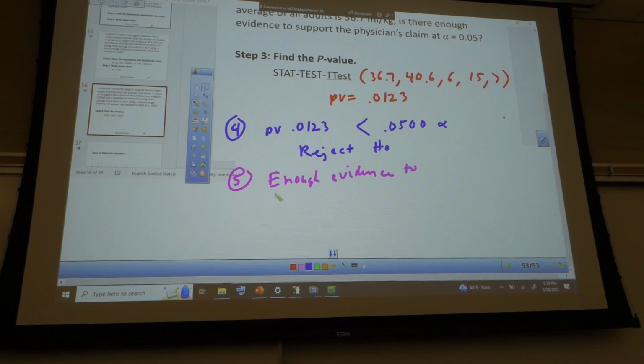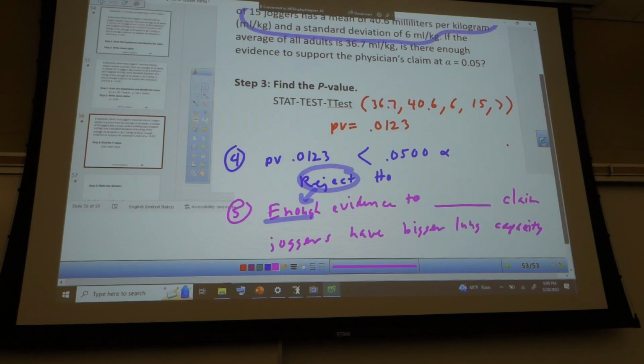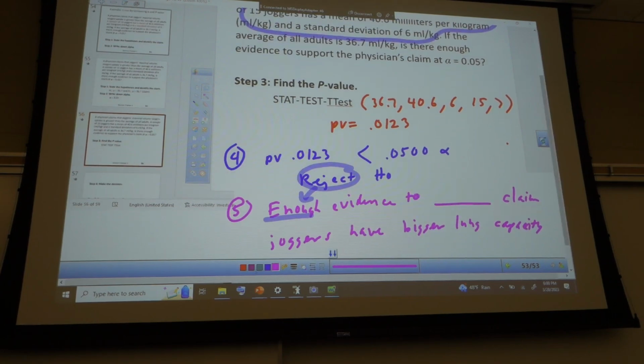And again, this comes from this guy right here, to blank the claim. What was my claim? That joggers have bigger lung capacity. You can paraphrase it. If you don't know how to paraphrase it, you can just write it all out. That's okay too. So is there enough evidence to reject the claim that they have bigger lung capacity, or am I supporting the claim they have bigger lung capacity?